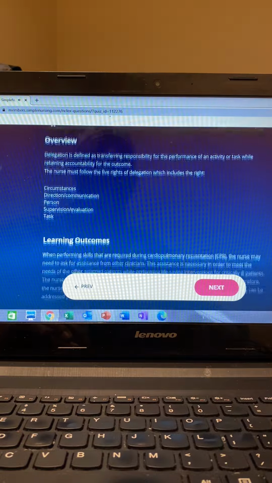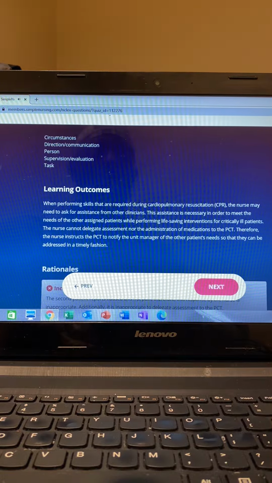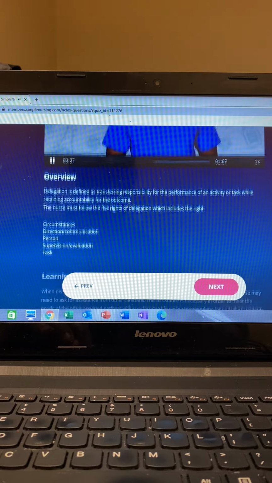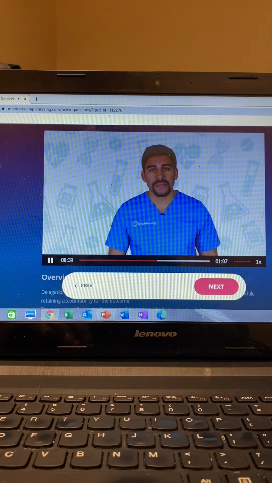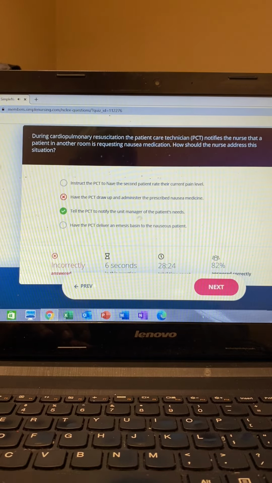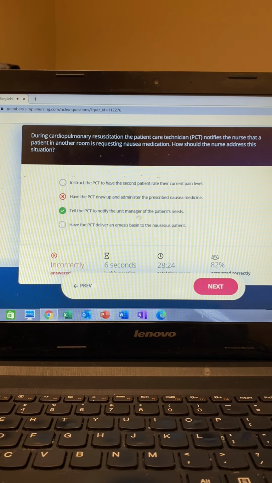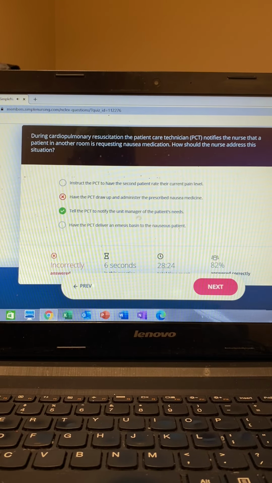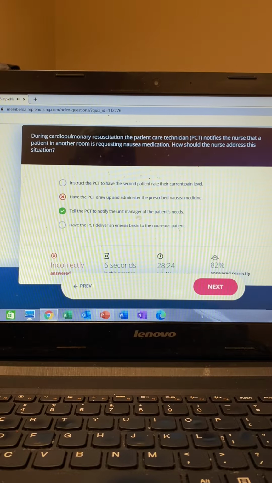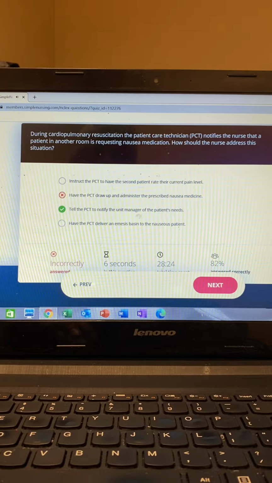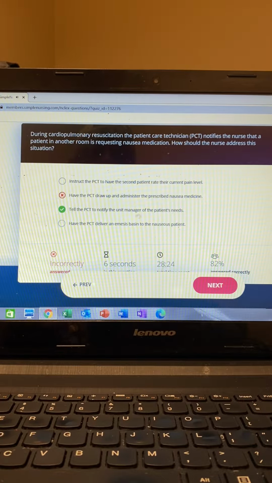So option number 1 and 2 are incorrect. The patient complaining isn't about pain, guys, and the PCT cannot technically assess that. Option 2, the PCT can't give medications. So option number 3 is the correct option. Notify another nurse to assist the patient, because the current nurse is obviously doing CPR in that emergency situation. And option number 4 is incorrect. Giving an emesis basin doesn't really help with the nausea.